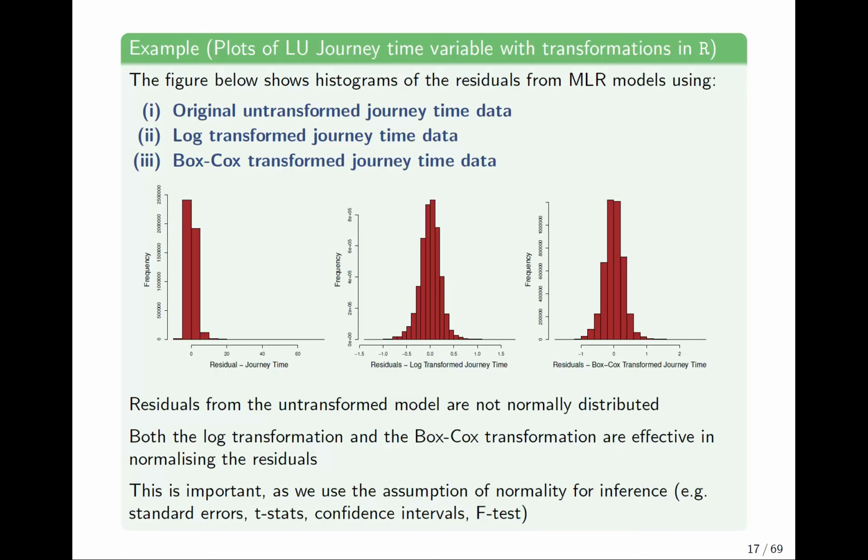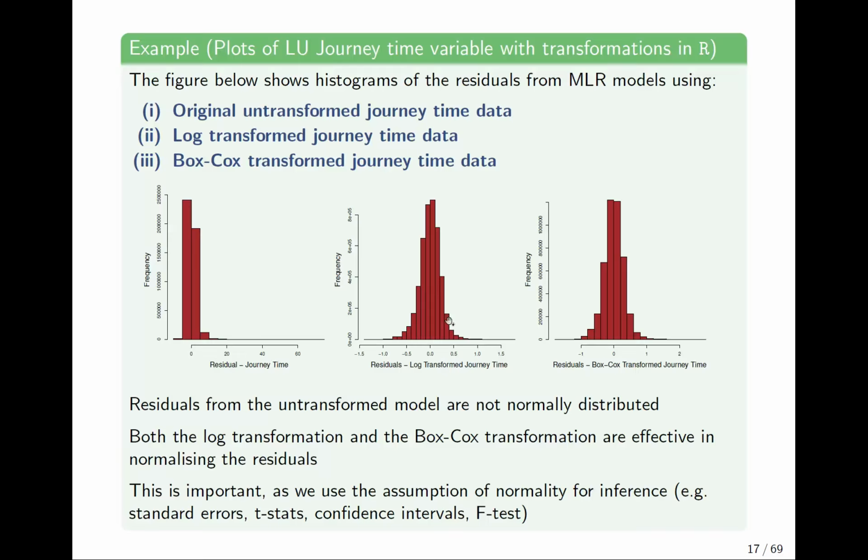And the figure below shows histograms of the residuals from 3 multiple linear regression models using the original untransformed journey time, using the log transformed journey time, and using the Box-Cox transformed journey time. And what you can see is that the residuals from the untransformed model are clearly not normally distributed. And this would be a diagnostic we want to look at in any regression model. We should always study the distribution of the residuals and see if they're approximately satisfying the condition of normality. But here we can see a pronounced skew.